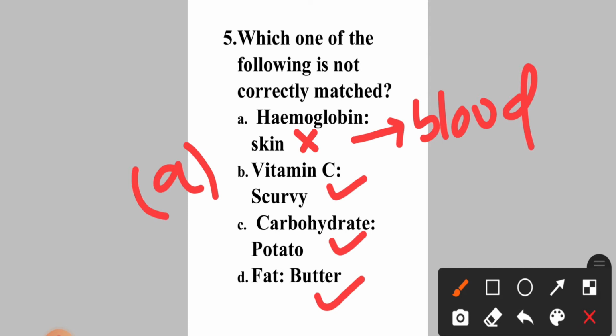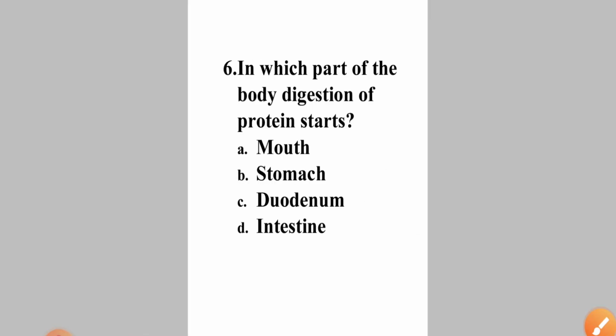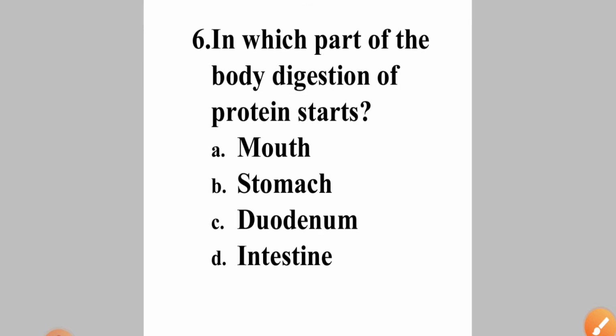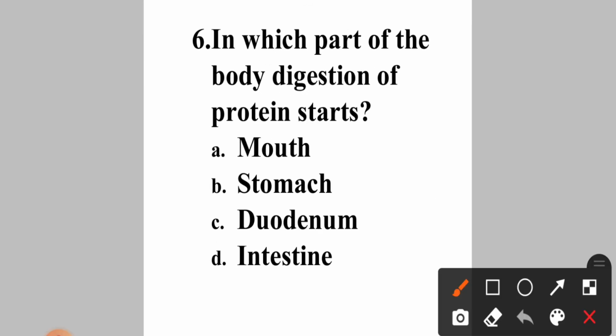Now come to question number 6. In which part of the body does digestion of protein start? A, mouth, B, stomach, C, duodenum, D, intestine. Okay, so mechanical digestion of protein begins in the mouth and continues in the stomach and small intestine, whereas chemical digestion of proteins begins in the stomach and ends in the small intestine.